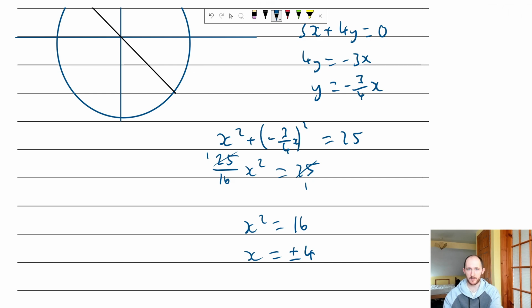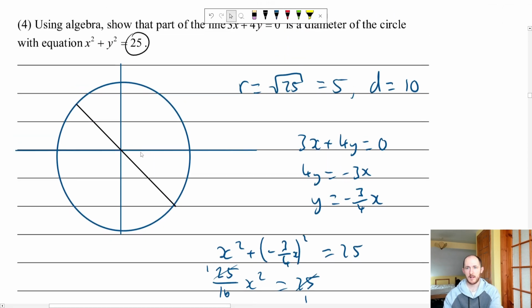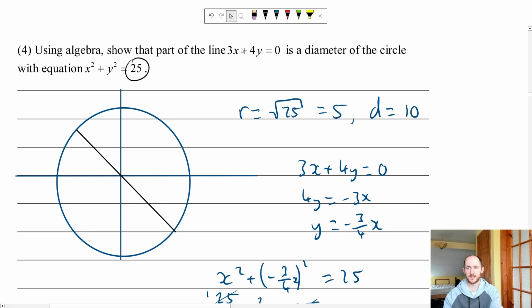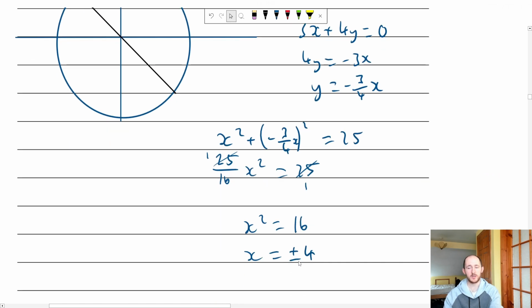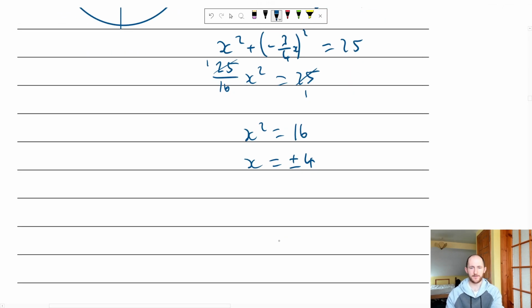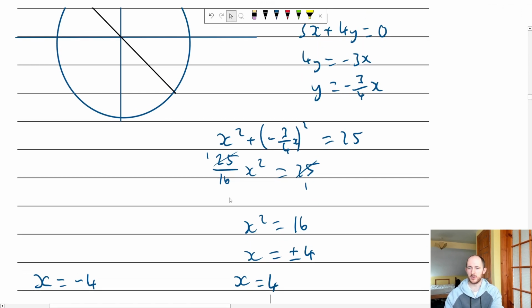Now, why is it plus minus 4? Well, have a think. We've solved for the points of intersection of this line and this circle. They intersect at 2 points, so there should be 2 coordinates, okay? So we need to find both sets of coordinates. We have x is equal to, let's say, negative 4 over here and 4 over here. And what we're going to do is substitute into this equation here to find the y coordinates.